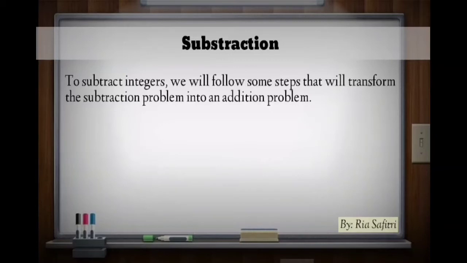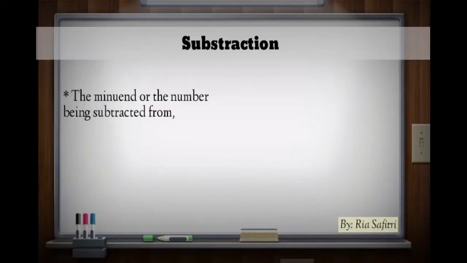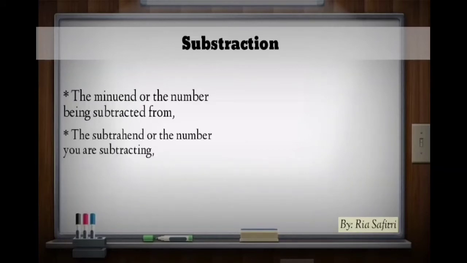Recall that in a subtraction problem, there are three parts: the minuend or the number being subtracted from, the subtrahend or the number you are subtracting, and the difference, which is your solution. When subtracting integers, we will change the sign of the subtrahend and then follow the rules of addition.